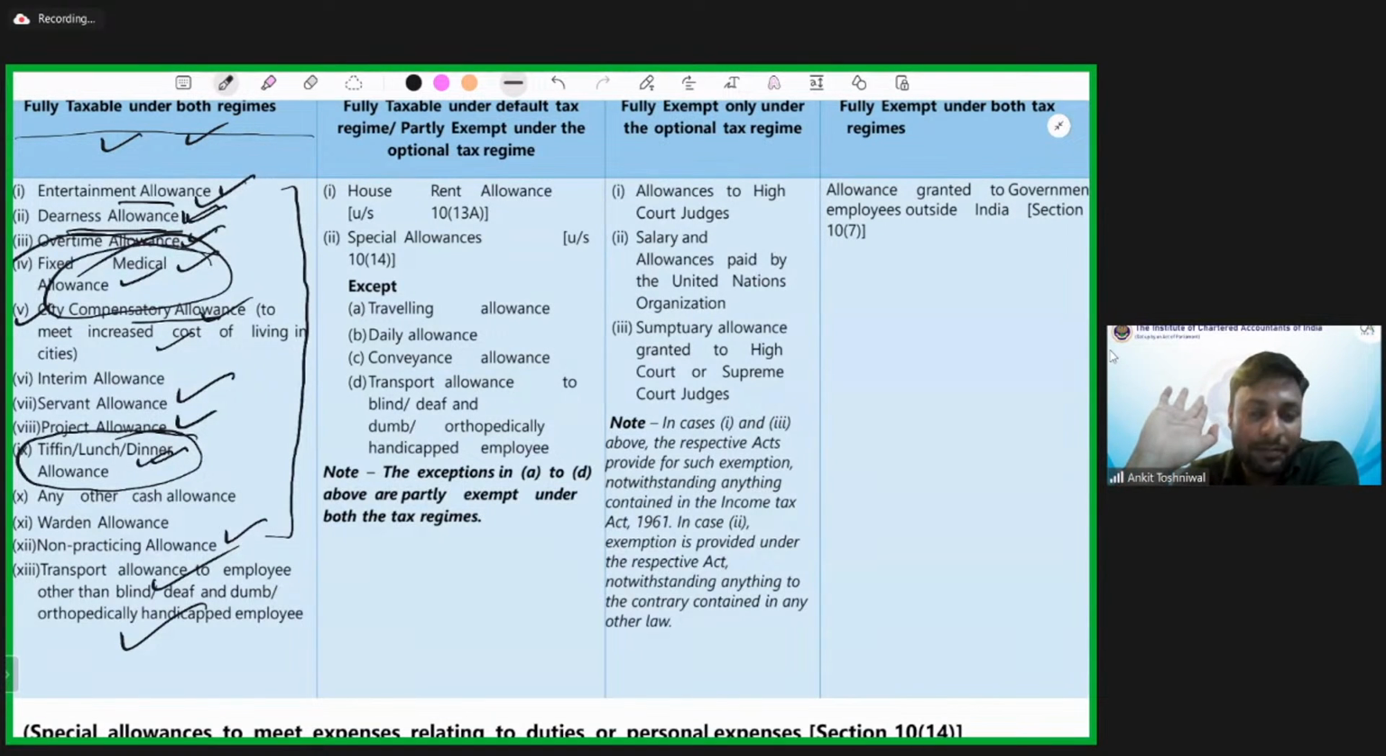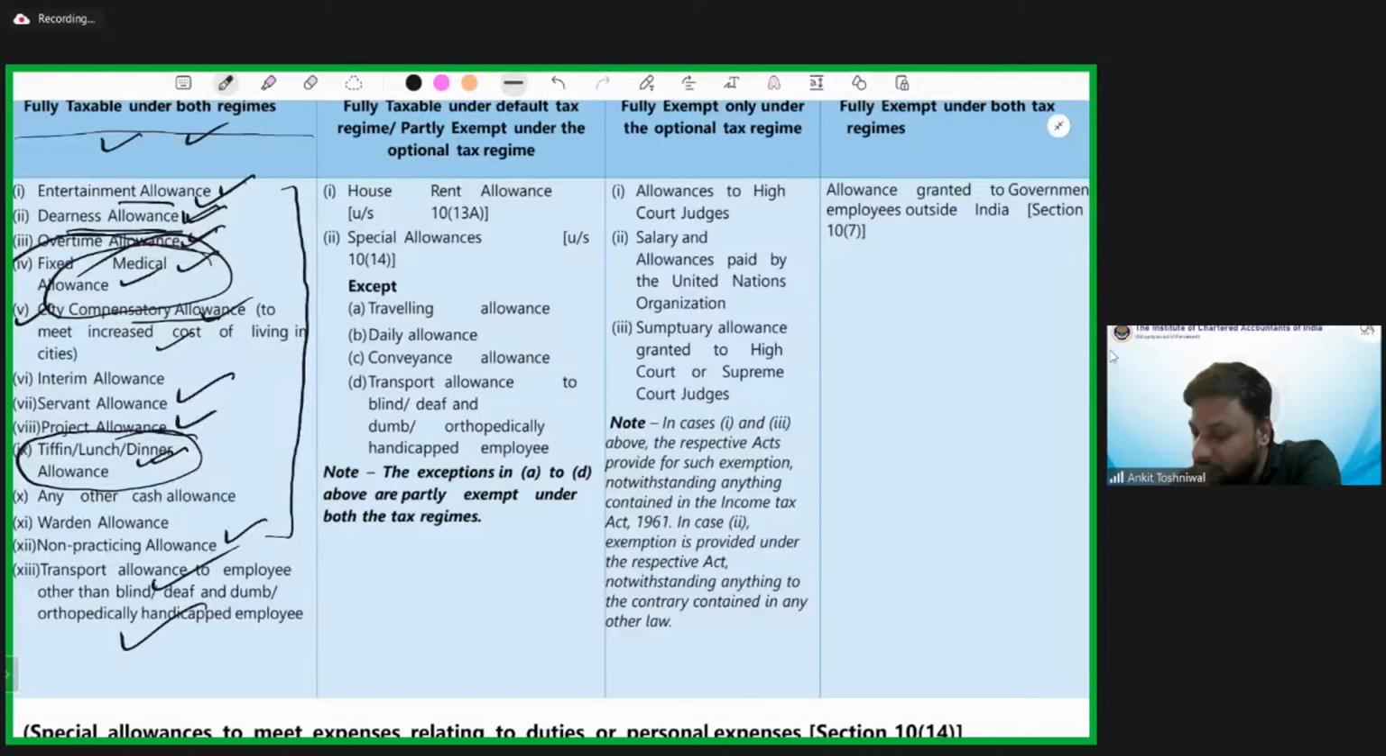Tiffin allowance, you are spending your time at office in the morning, and you are doing lunch in the morning, and that's why the company is providing you some cash form of allowance, and that is fully taxable.